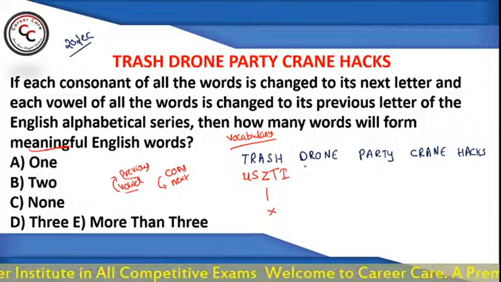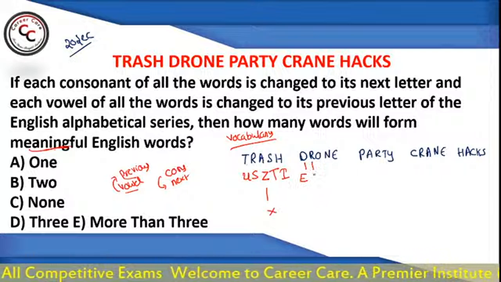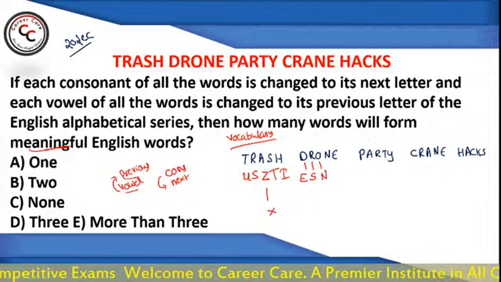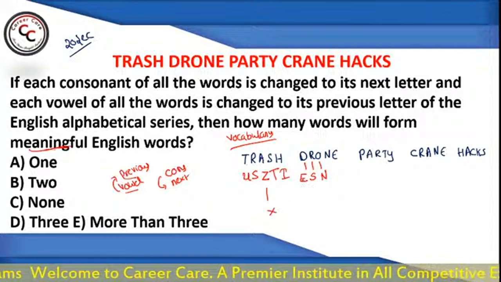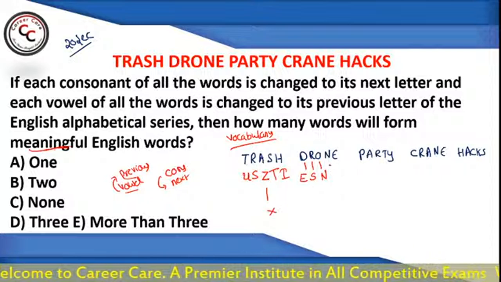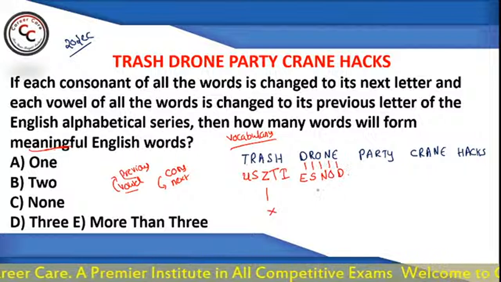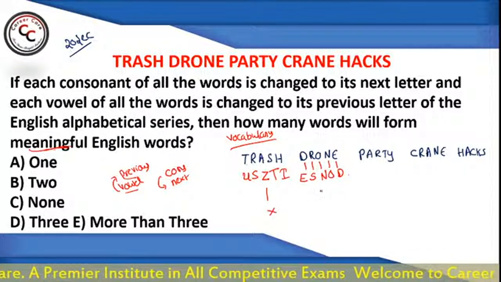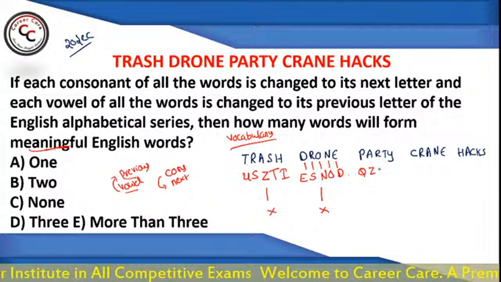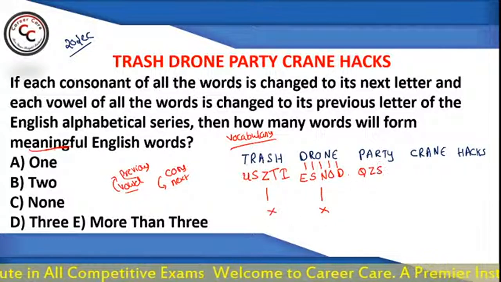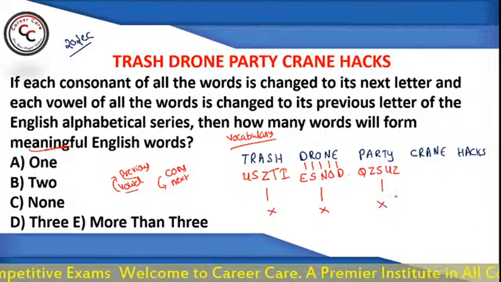Let's see. Drone. D, consonant, next letter E. R, consonant, next letter S. O, previous letter N. Srilekha is saying option D. Then N, next letter is O. E, previous letter is D. So E, S, N, O, D, no chance. Similarly, party, P next letter Q, A previous letter Z, R next letter S, T next letter U, Y next letter Z. Q, Z, S, U, Z, no chance.